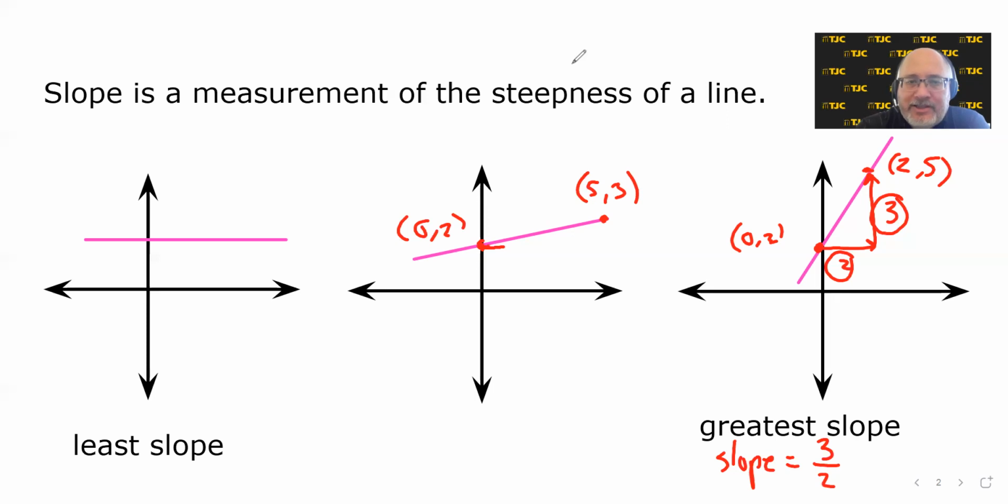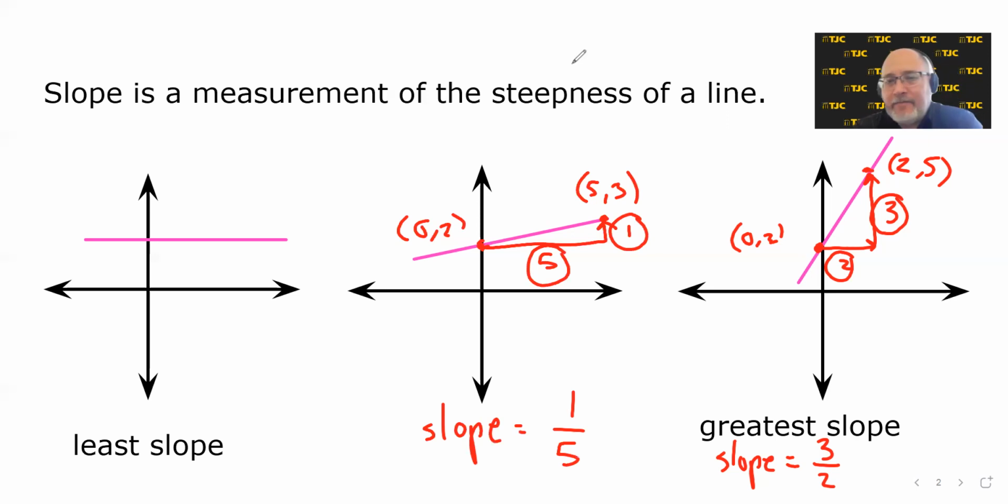Well, to get from 0 to 5, we have to go over 5. But to go up from 2 to 3, we only have to go 1. So we could say that the slope of this line is how far we went up, which is 1, compared to how far we had to go over, how far we had to run, which is 5.